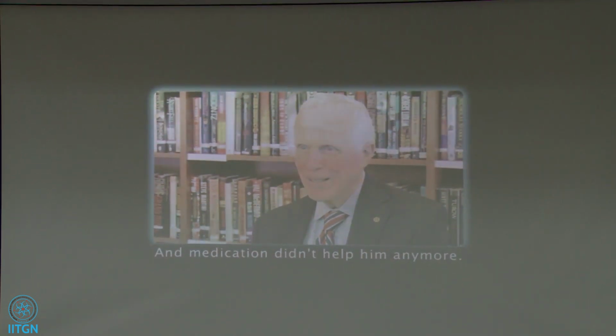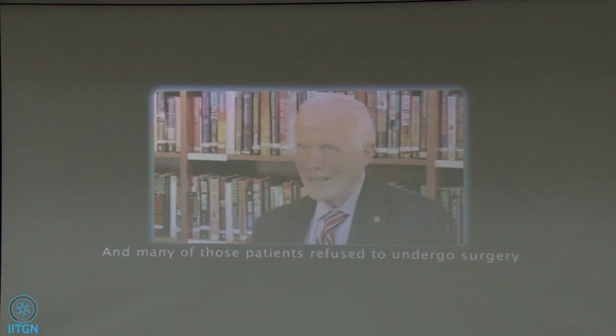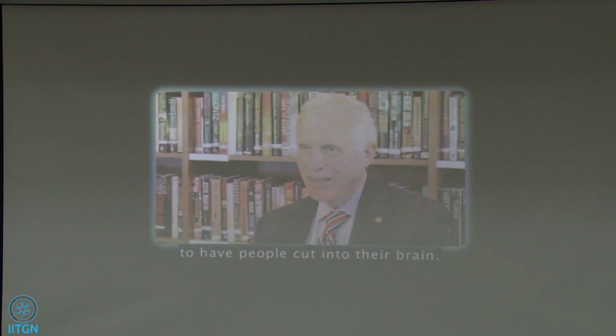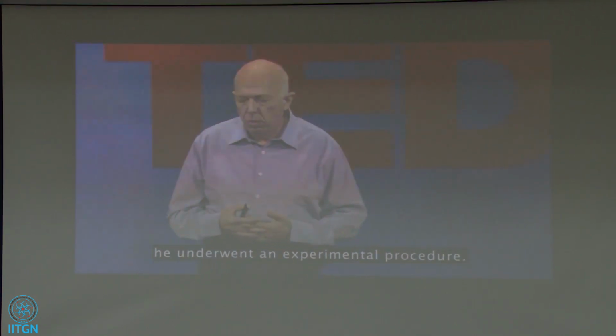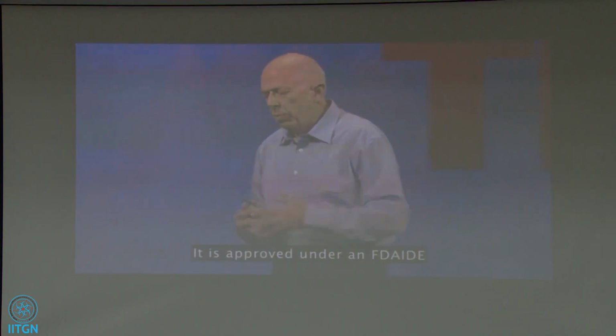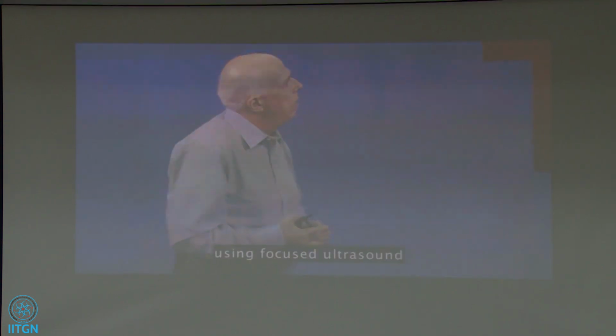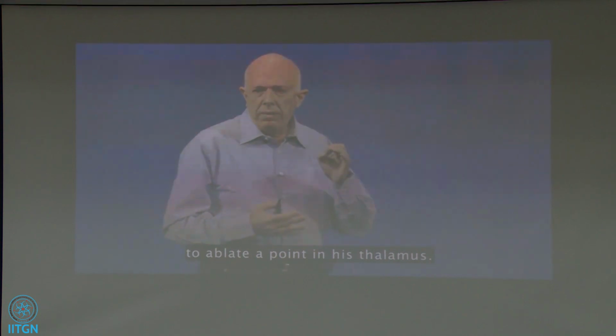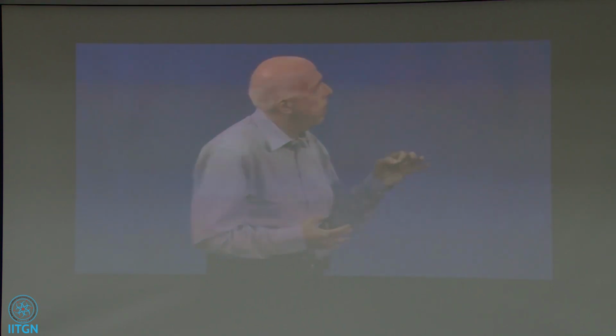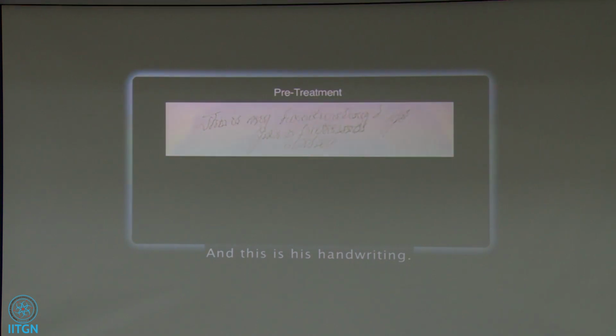And medication didn't help him anymore, and many of those patients used to undergo surgery to have copies of the brain. And about 4 or 5 months ago, he underwent an experimental procedure, which is approved under the IDE, at the University of Virginia in Charlottesville, using focused ultrasound to ablate a point in his thalamus. Okay? And this is his handwriting on June 20th, 2011, if you can read it. This is his handwriting in the morning of the treatment, before going into the MR.